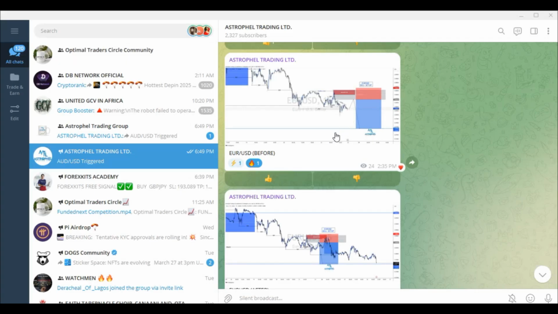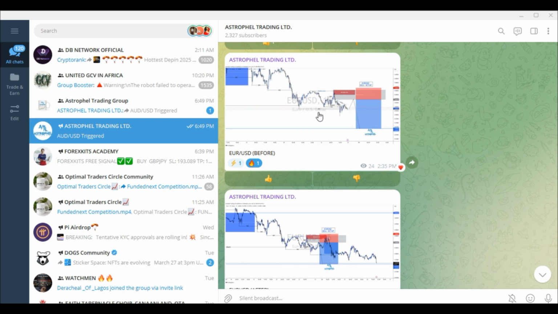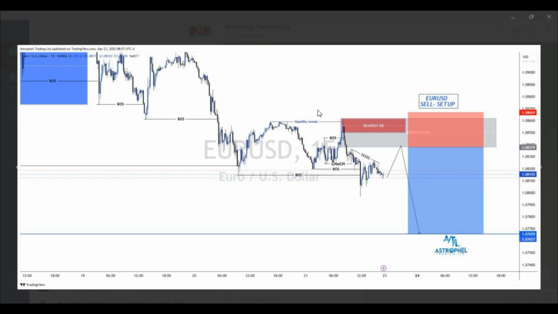Okay, welcome back, guys. So this is just one of the stuff we are talking about. There is this trade that was placed on our Telegram channel on Euro USD, and our aim is to look for a short to sell this market. But we were waiting for price to actually get into our point of interest before looking for a sell to come down to this level.